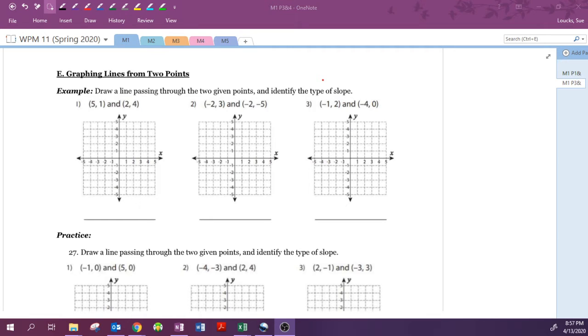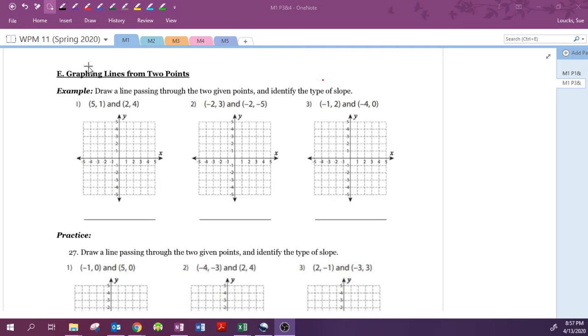Okay, here we are on page 25 of Workplace Math 11 graphing. We're at part E, graphing lines from 2 points. So this is really straightforward. You're given 2 points, you plot them on your paper, and you put a line through them both.